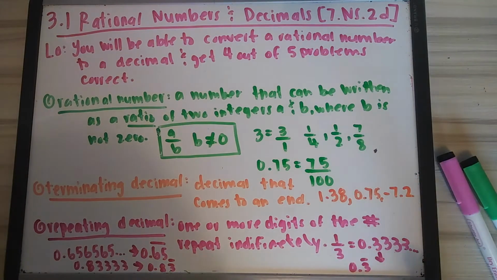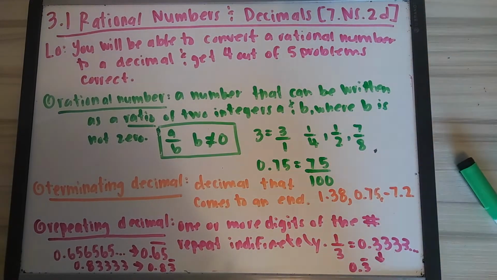A repeating decimal is where you have a decimal with one or more digits repeating indefinitely. That means forever and ever and ever. So for instance, if you do 1 divided by 3, you'll get 0.333, and it's never ending, right? But it does have a repeating pattern. So therefore, this is a rational number because it does have a repeating pattern. Instead of writing all of this, I can just use my repeating bar and put it on top of the number that repeats.